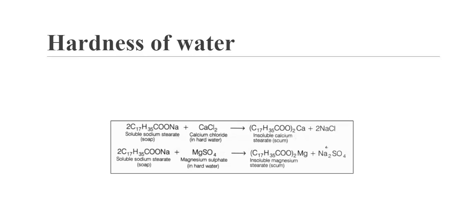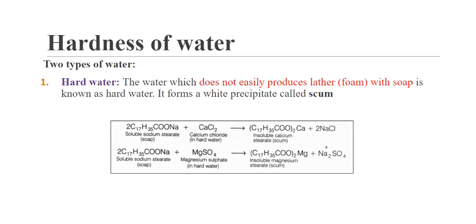So, depending upon these types of impurities in water, there are two types of water. Water can be divided into two types based on the hardness of water. Let us have a look at it. One is hard water. So, what is hard water?